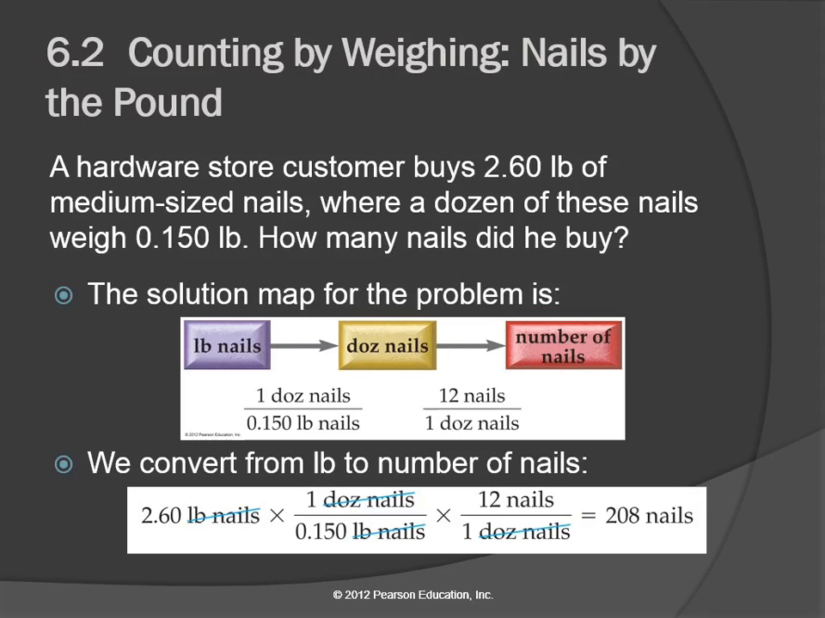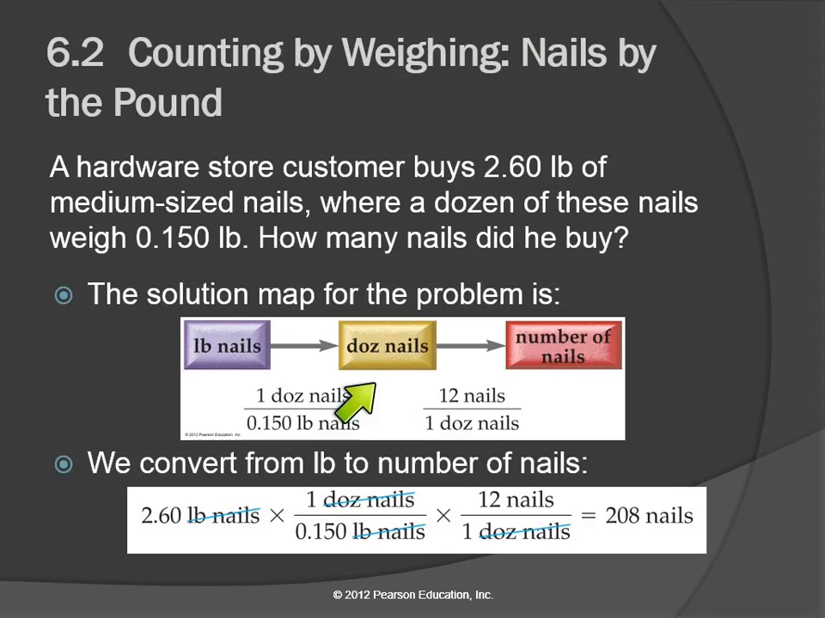So let's say that the customer comes in and buys 2.60 pounds of medium-sized nails. These are a dozen weighs 0.150 pounds. How many nails did he buy? We can solve problems like this using our dimensional analysis skills. So the solution map, our path here, is we're starting with pounds of nails. The problem tells us that the customer bought 2.60 pounds. The question is, how many nails?